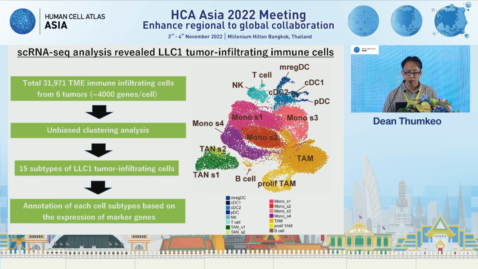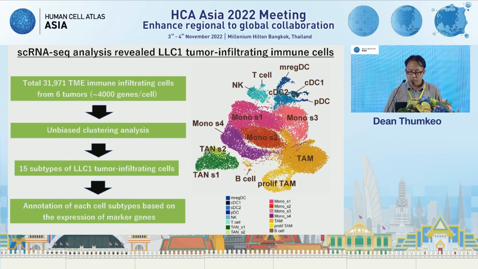The unbiased clustering analysis resulted in 15 different subtypes of LLC1 tumor-infiltrating cells, as shown here on the right side. We annotated the names of the 15 cell subtypes, which are shown here. What is special about this model is that we have very few lymphocytes and a lot of myeloid cells.